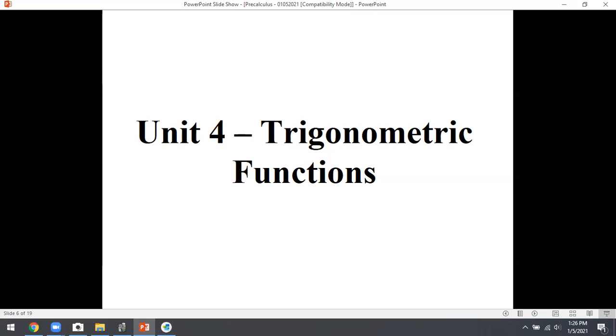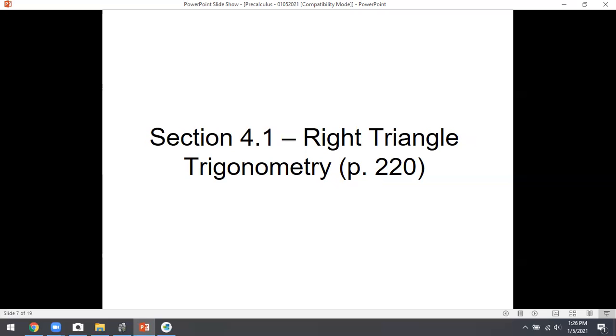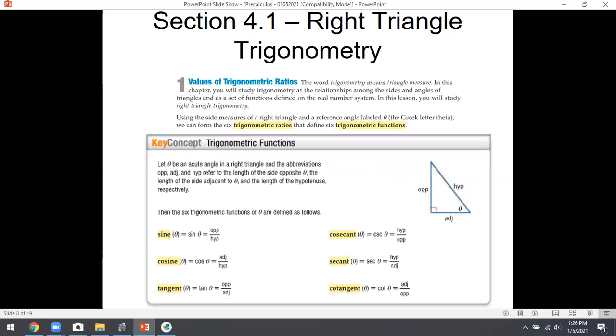All right. Well, let's start from scratch. Here we go. Unit 4, trig functions. First things first. This is section 4.1. It's just about right triangles only. So section 4.1, straightforward, start off slow. It will get ugly and complicated. But for right now, we're okay. And let's start off with the basics.